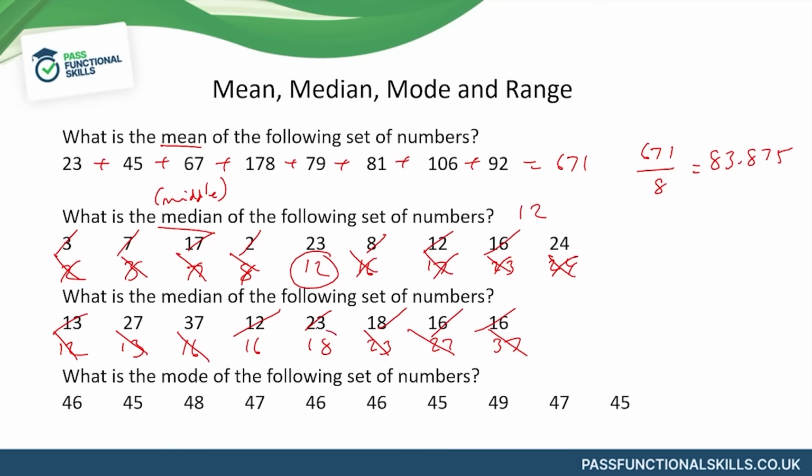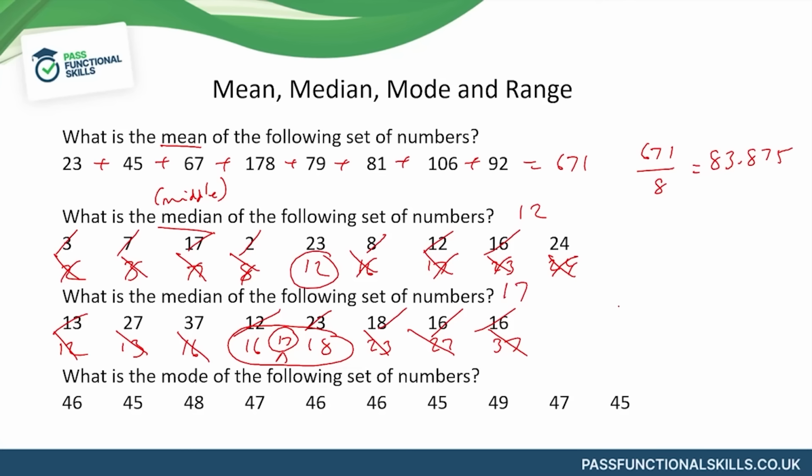Now, unfortunately, we've got 2 in the middle. And the reason why we've got 2 in the middle is because we've got an even number of values. 1, 2, 3, 4, 5, 6, 7, 8. When you've got an odd number of values, you get 1 in the middle. But when you've got an even number of values, then you get 2 in the middle. So all we need to do, quite simple, is what is halfway between 16 and 18? Well, that is 17. So here the median is 17.